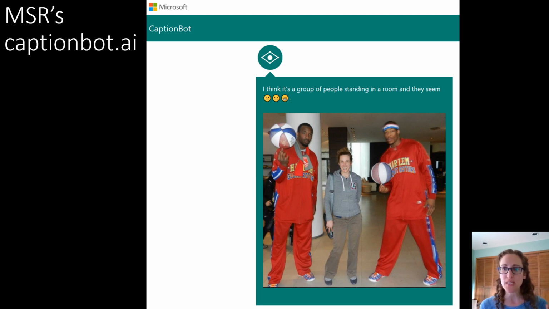It misses the most interesting part of this image, which is that the Harlem Globetrotters are there. They're famous celebrities. They're super tall. They're wearing basketball uniforms. They're doing that move where they spin the basketball on their fingertip. None of that information is present in the AI caption. And of course, this was an example where the caption was technically correct, but sometimes these automated systems may even make more explicit errors.